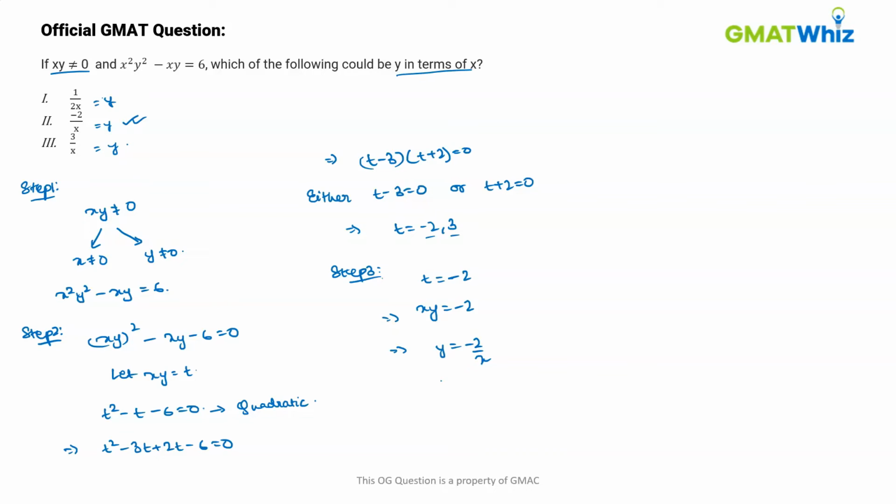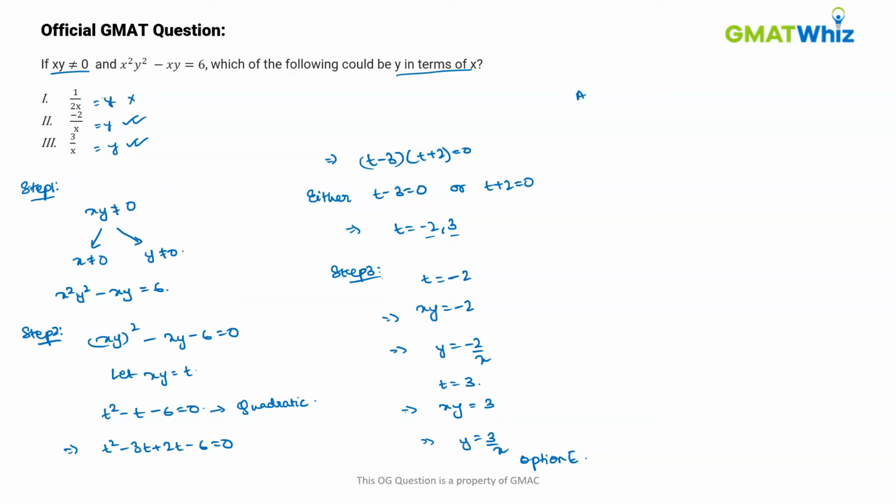Now let's do the same with t equals 3. Here, plugging in the value of t, we have xy equals 3 and y equals 3 by x. And we can see that option 3 is also one of the correct answers. And option 1 is the incorrect answer. Since options 2 and 3 are the only possible values of y in terms of x, the correct answer is option E. Now there's an alternate method which can be followed here instead of solving the equation.